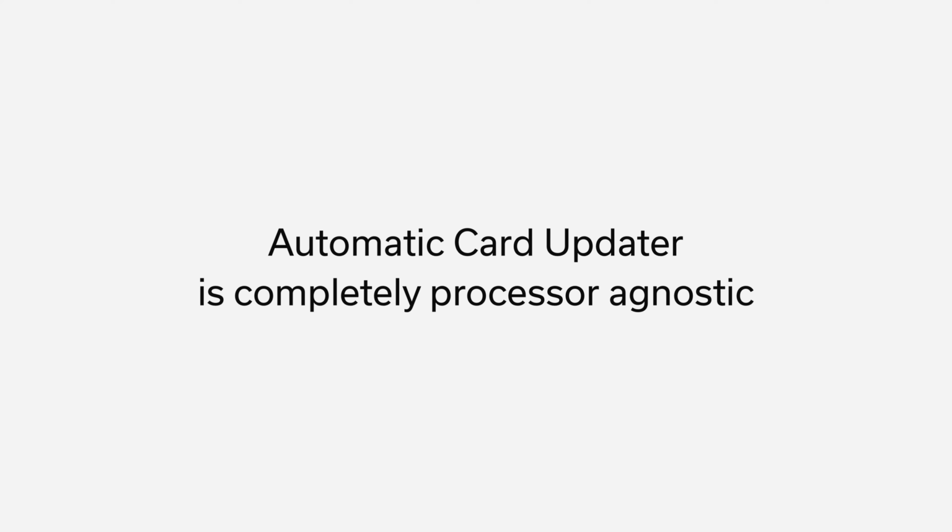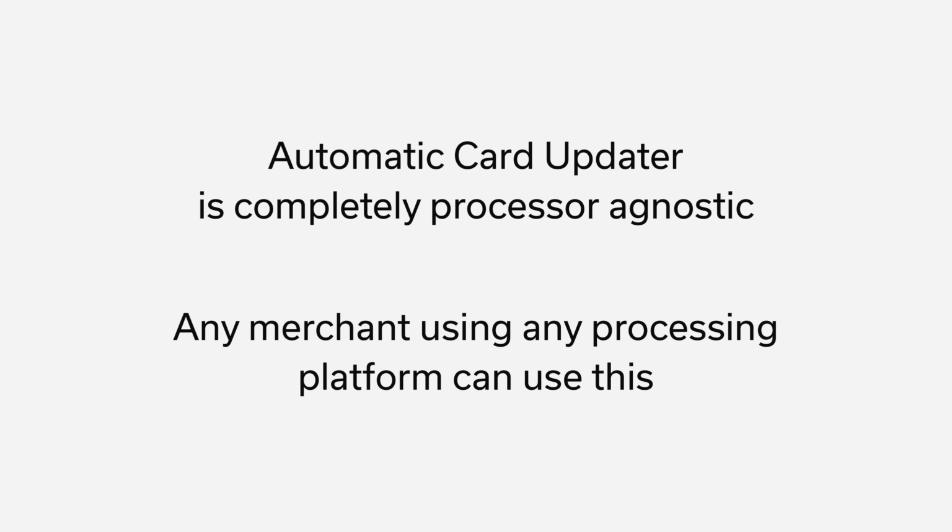So you can be using any of the credit card processing platforms that we support and use Automatic Card Updater. There are no restrictions. The updating happens completely separate from the merchant's credit card processing, so they can use whatever they need to process. They can change who they're processing with throughout their gateway's lifespan. And if they do, Automatic Card Updater will continue to work just the same.